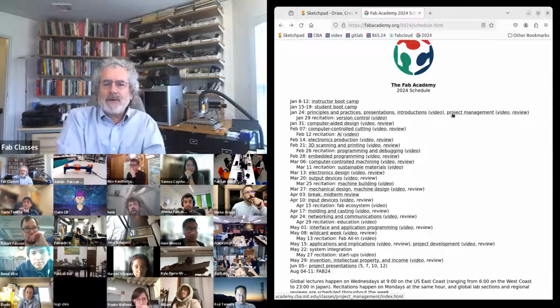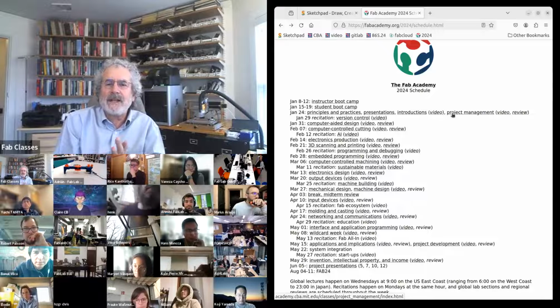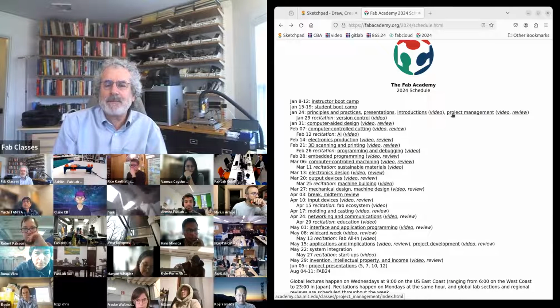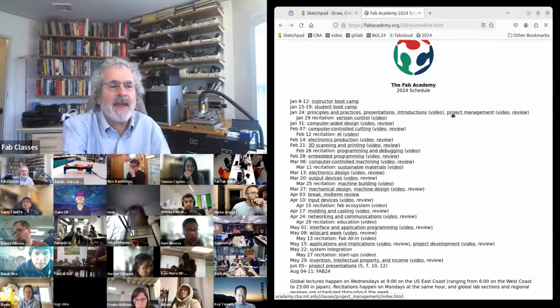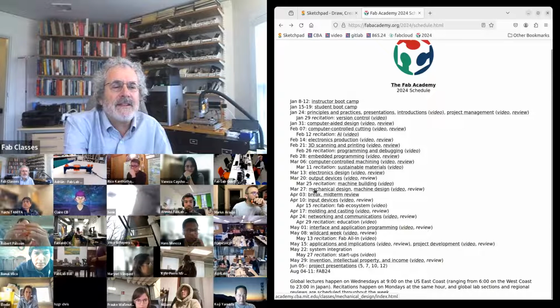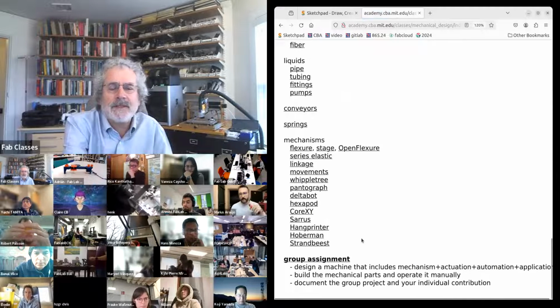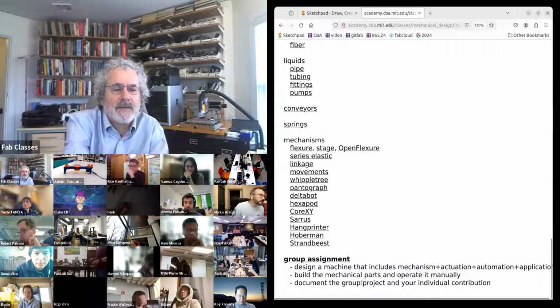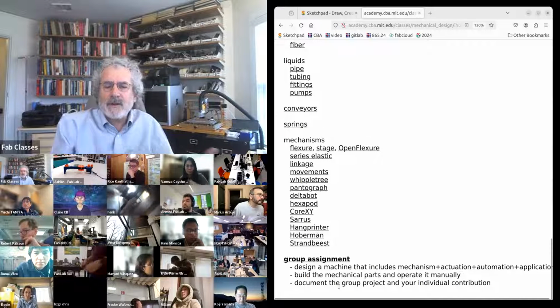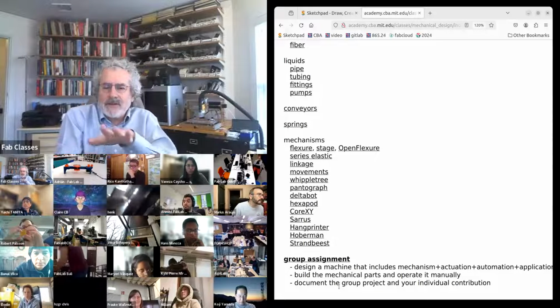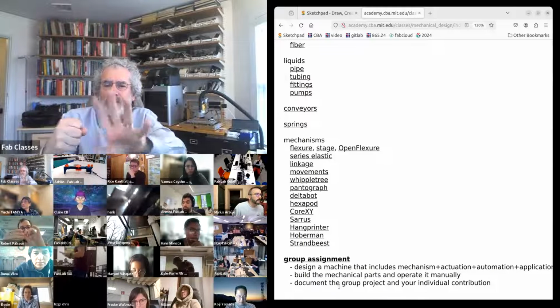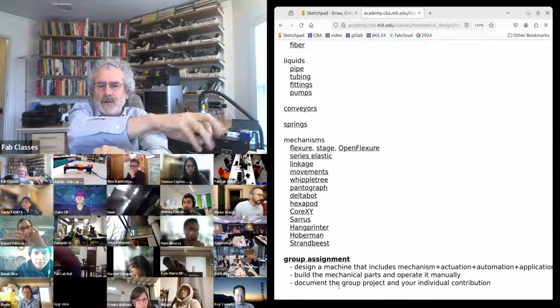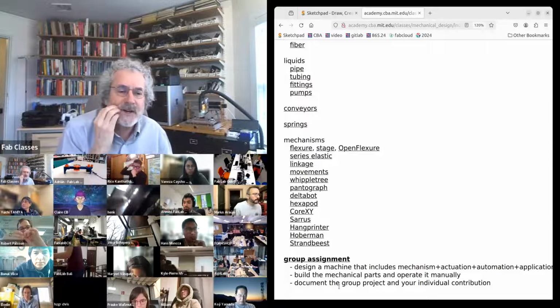So how do you make your own machines? And once again, a machine for today means a mechanism with automation and actuation. And the big difference in this class is it's a group assignment. There's no individual assignment. Together, you're going to work on it, and you're going to divide the tasks. So one person can do mechanism, one could do end effector, one could do user interface software.